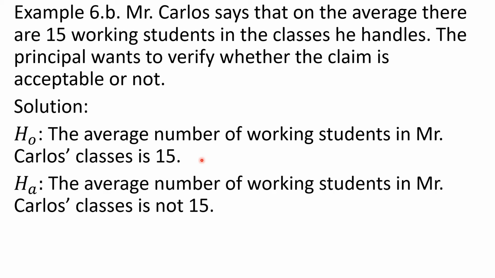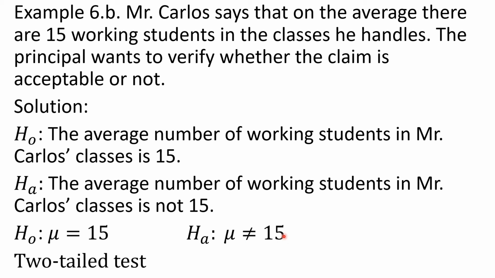That is a claim of Mr. Carlos. And of course, the alternative hypothesis is that the average number of working students in Mr. Carlos' classes is not 15, or not equal to 15. And in symbols, the null hypothesis is the average is equal to 15, and the alternative hypothesis is that the average number of working students is not equal to 15. And since it's not equal to 15, then we do not know if it's left-tailed or right-tailed. So we'll be using both tails. So we'll use a two-tailed test for this statement.